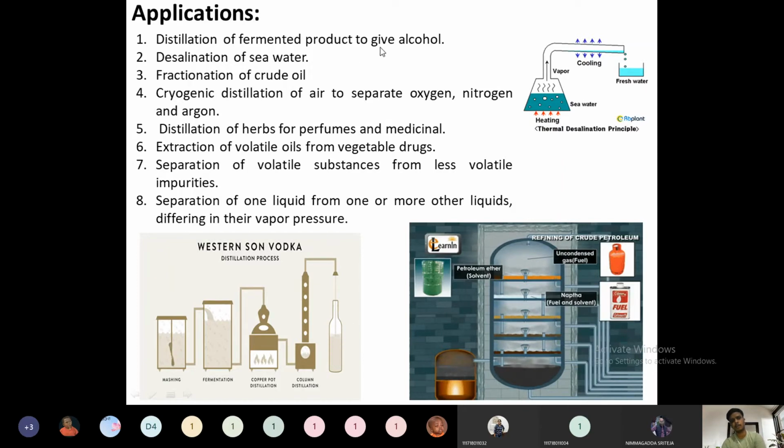So the first application is the separation of alcohol from the fermentation product. Then the next one is the desalination of water.